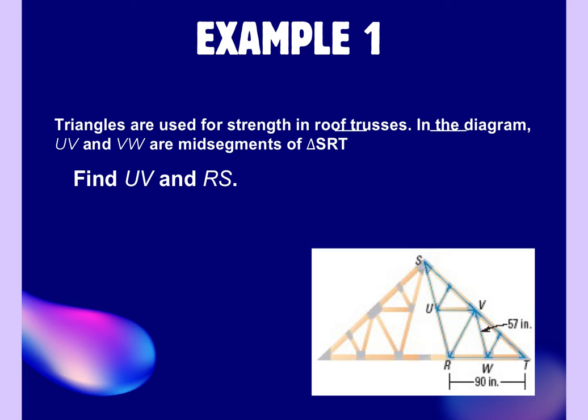So example 1 says triangles are used for strength in roof trusses. Oh, those lines should be over the UV and the VW. In the diagram, UV and VW are mid-segments of triangle RST. Find UV and RS.